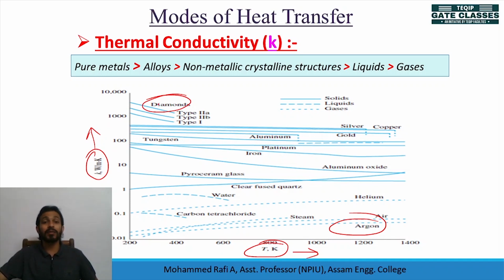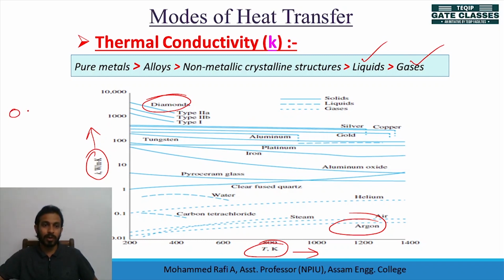So solid diamond has the highest thermal conductivity and gases have the lowest thermal conductivity. See, gases have the lowest thermal conductivity, and in between liquids are coming. Now again we can compare different types of solids.